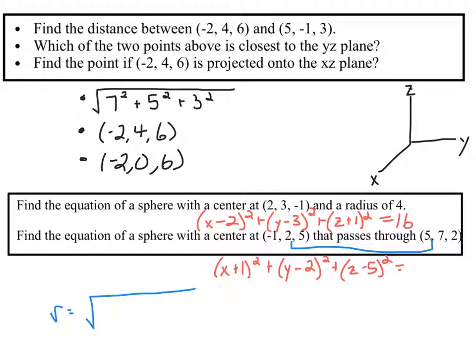So the x's from -2 to 5, the x's are 6 units apart. The y is from 2 to 7, they are 5 units apart. And the z coordinates from 5 to 2, they are 3 units apart. So we've got 6 squared, which is 36, plus 5 squared is 61, plus 9 is 70. So the radius is the square root of 70, but of course in our formula over here we do the radius squared, so it will just be 70.